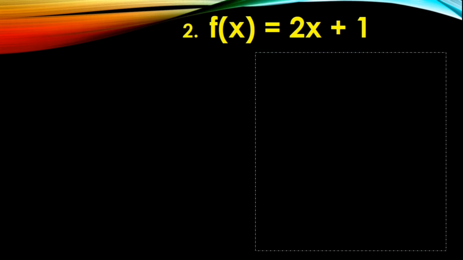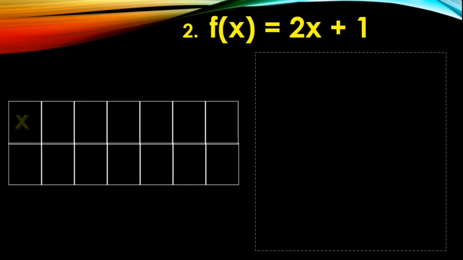We have here example number 2. f of x is equal to 2x plus 1. Again, our table of values. So we have here the values of x, which ranges from -2 to 3. So we have -2, -1, 0, 1, 2, and 3.